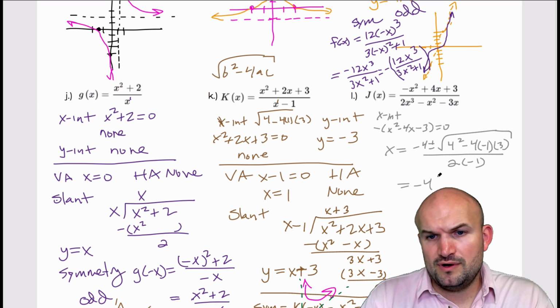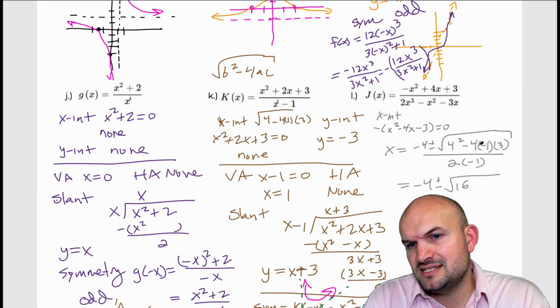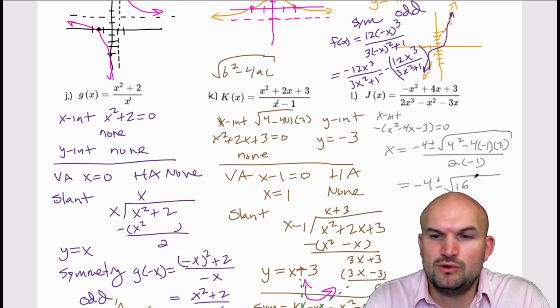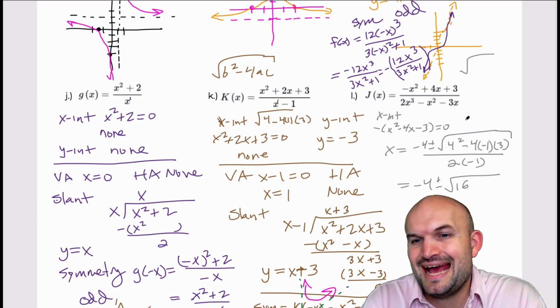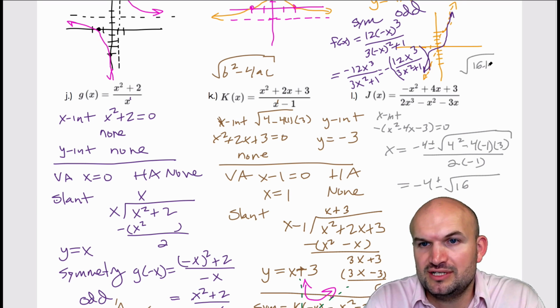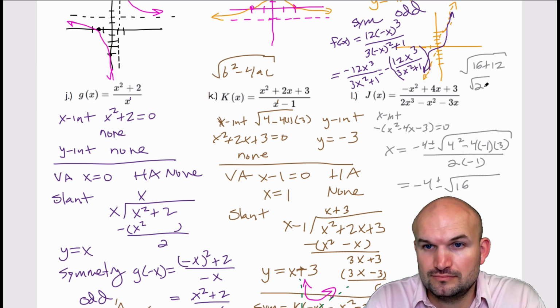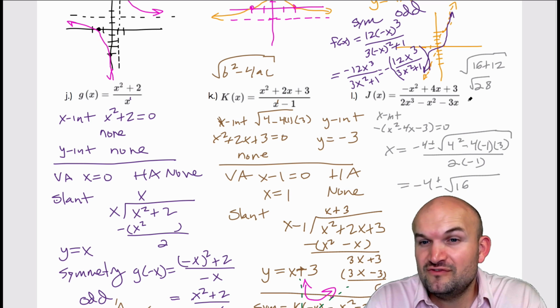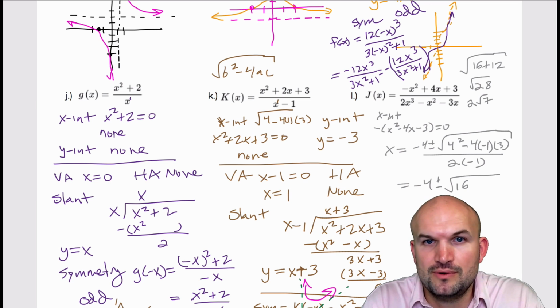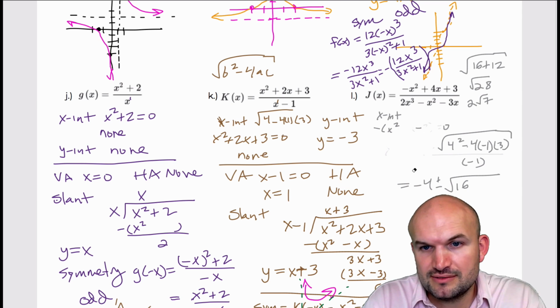So it's a -4 plus or minus. Let's see, that's going to be 16, and that's a +4 times 3 is 12, so that's right, I'm going to add those, so that's going to be 16 plus 12, which is 28. Okay, and I can factor that into 4 times 7, so that's going to be 2 radical 7. Okay, so I'm going to erase all of this.